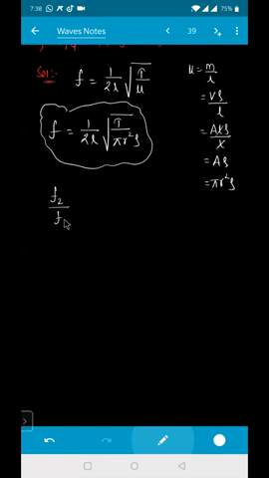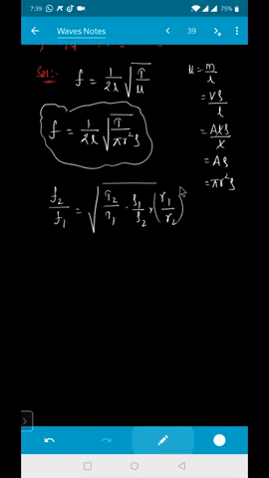F2 divided by F1 will be equal to under root of, the 1 by 2L will get cancelled. So this will become T2 divided by T1, into rho 1 divided by rho 2, into R1 divided by R2, whole square. So F2 divided by F1 is given as equal to under root of.